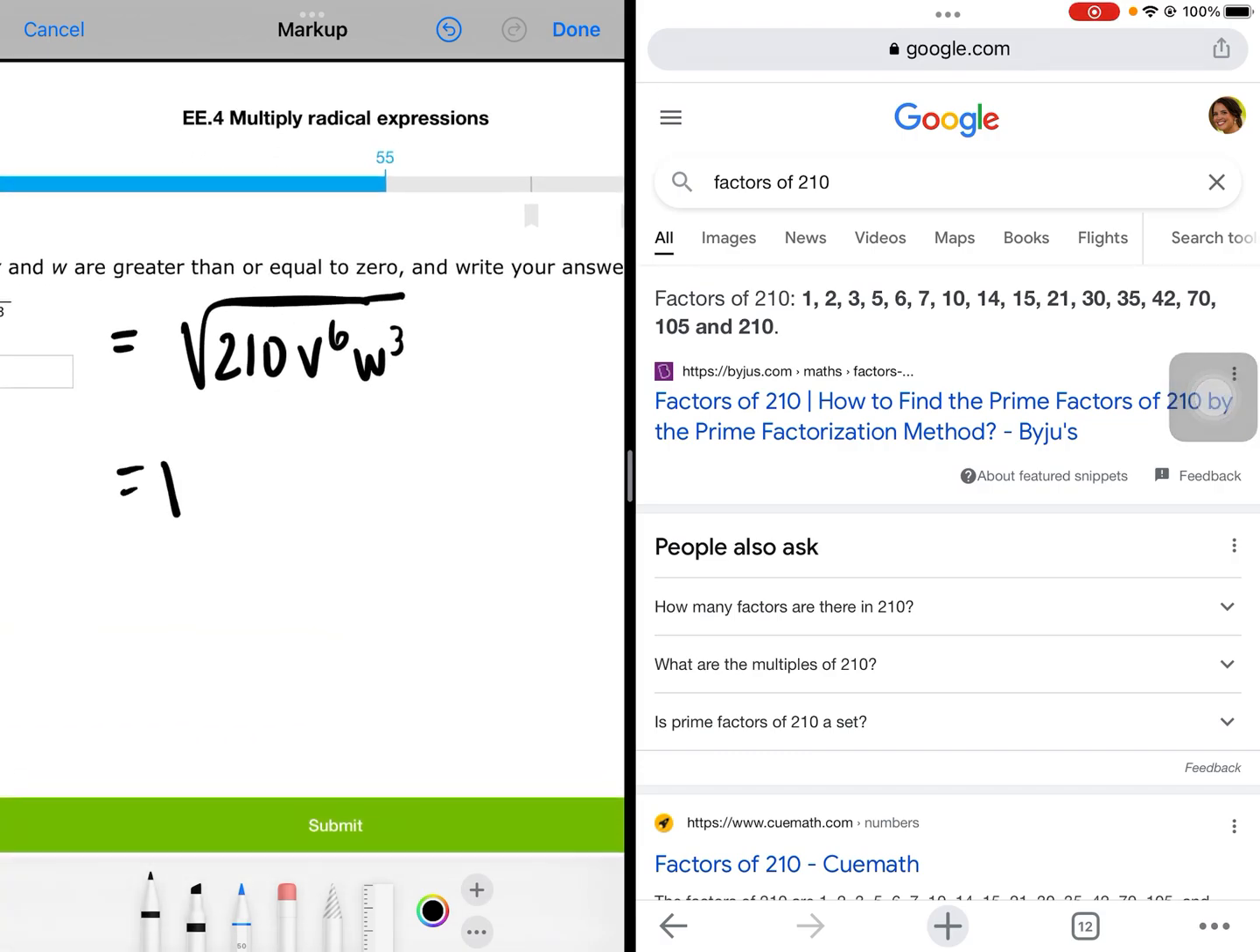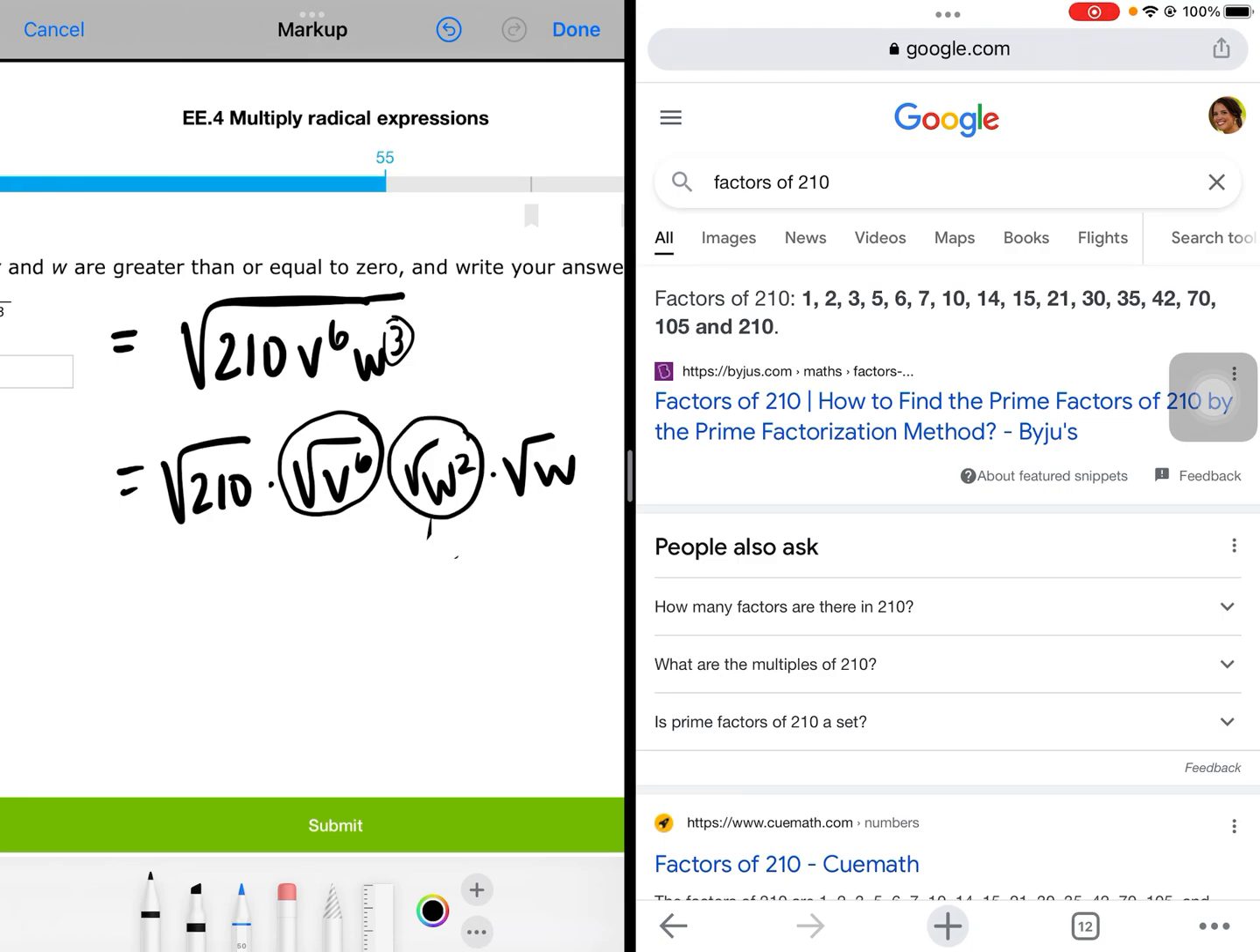So this becomes the square root of 210 times the square root of v to the 6th times the square root of v to the 3rd. Oops, I meant to write w to the 3rd. I need to take out the biggest even number in 3, which is 2. So that kind of turns into that. The two things that I can evaluate are these two.